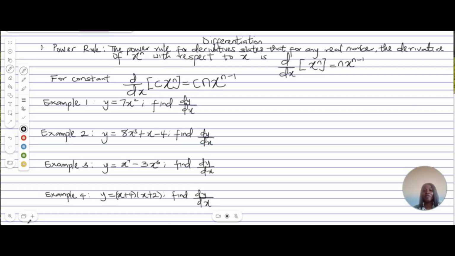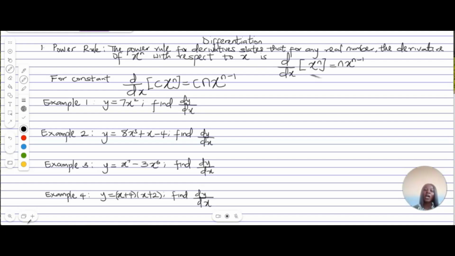What does the power rule state? The power rule for derivatives states that for any real number n, the derivative of x to the power of n with respect to x is simply n multiplied by x to the power of n minus 1. What does this mean? Let me use my highlighter here. This simply means that the exponent, which is n, comes down, multiplies the base, and then you reduce the exponent by 1, and you have n minus 1.